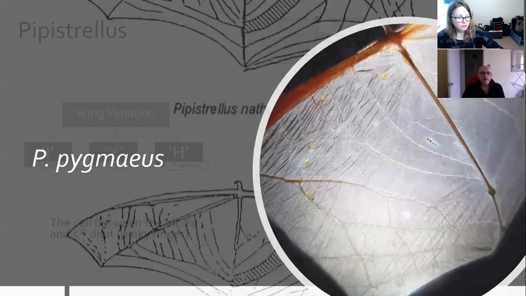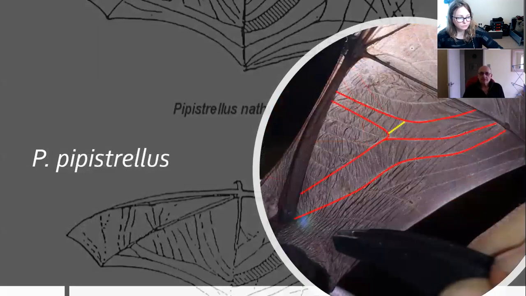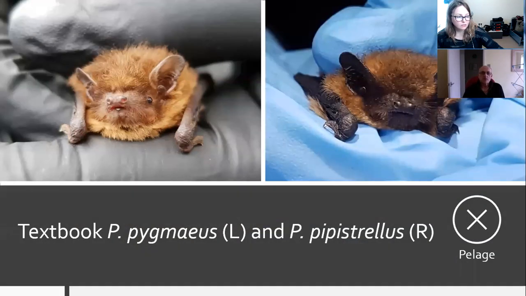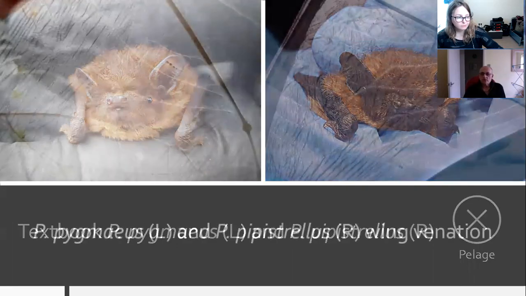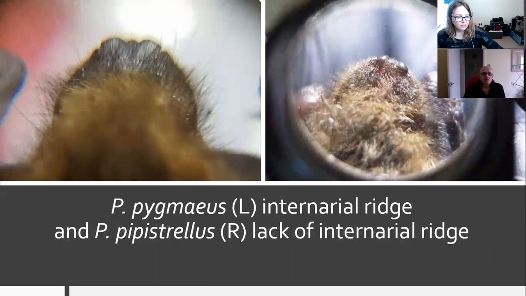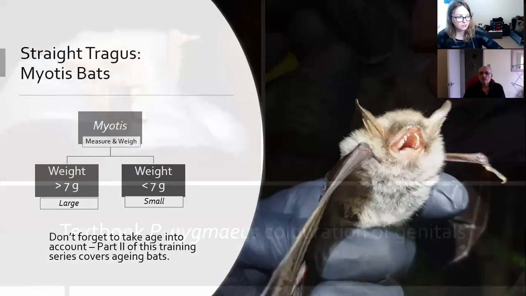So we looked at the wing venation of each of the species, and showed you some illustrations. And then this is a general look of color, but we don't go on pelage, but it is an indication. Comparative wing venation, internarial ridge, general coloration of the genitals being orange in Pygmaeus and cream in Pipistrellus.